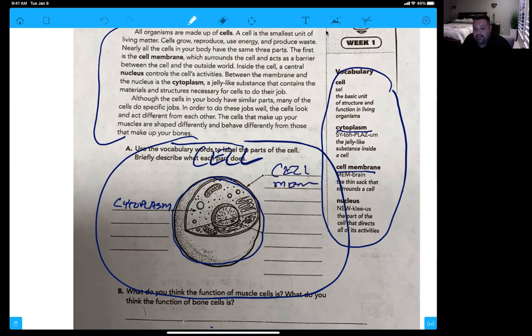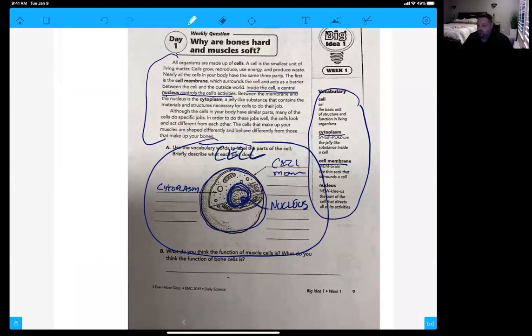Now, nucleus is the part of the cell that directs all of its activities. Now, you might go, "Ooh, I don't know." But when you read up here, it says inside the cell, a central nucleus controls the cell's activities. So it's got to be in the center. Well, number one, we only have one left. And number two, this is pointing to the center where the nucleus would be. The center is in the middle. So that would be the nucleus, which I'm spelling wrong now. So go through and try to answer these questions. Think about what it asks. The next one says, what do you think the function of muscle cells is? What do you think the function of the bones?